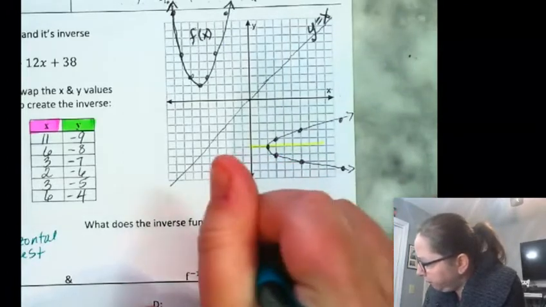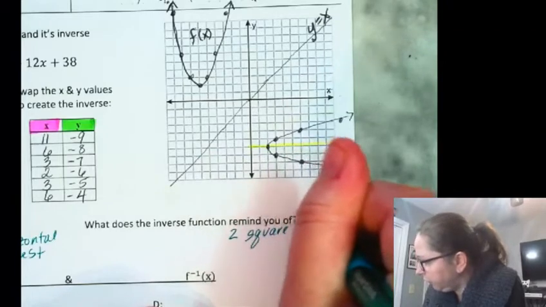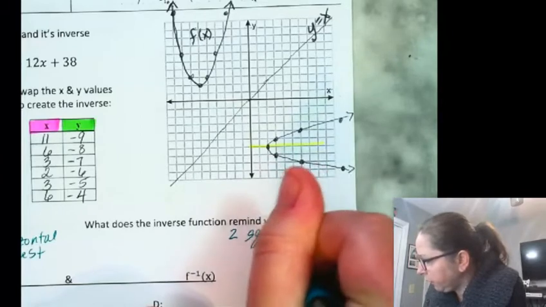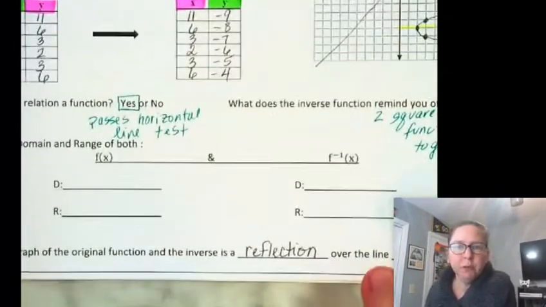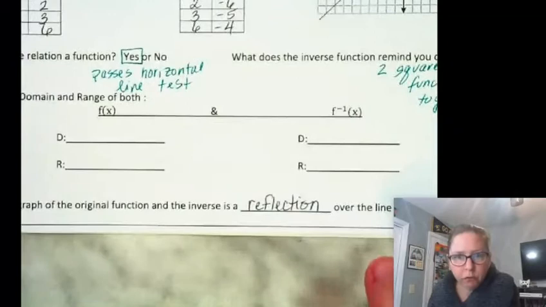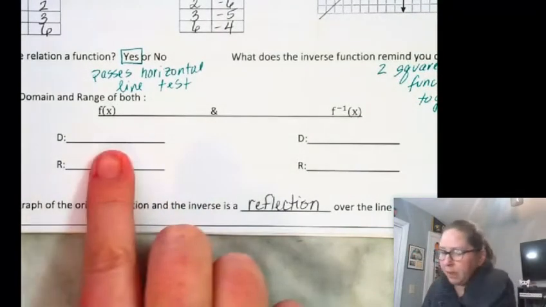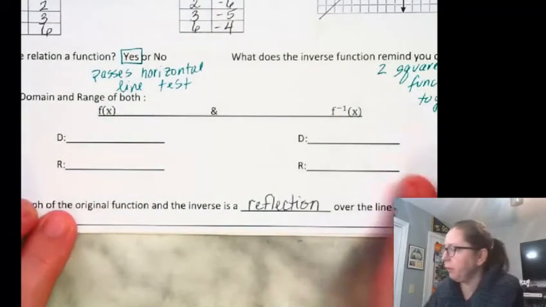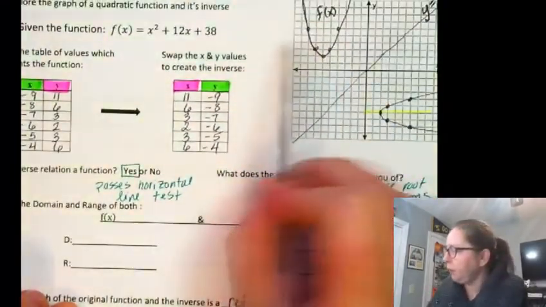So two square root functions that are together, that's kind of what the image shows me. Let's take a look at what is the difference between the domain and the range of both of these functions. Of my original parabola, I know that my domain is all real numbers because it goes left and right forever.